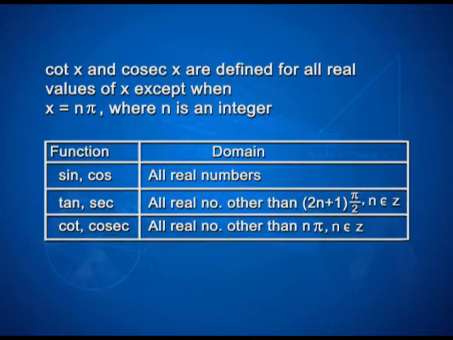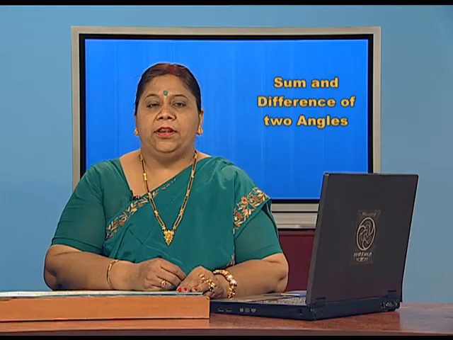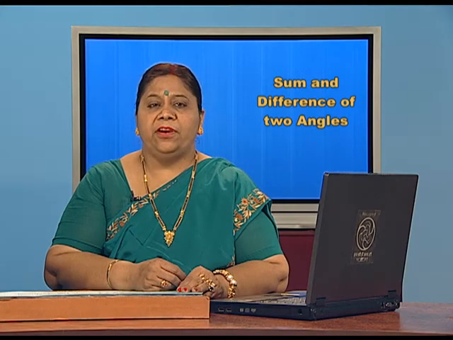We can summarize this in the form of a table with functions in one column and domain in another column. Sin and cos have domain as all the real numbers. Tan and sec have domain as all the real numbers other than 2n plus 1 into pi by 2, where n belongs to integers. Cot and cosec have their domain as all real numbers other than n pi, where n belongs to integers. Now, let us see the range of trigonometric functions.